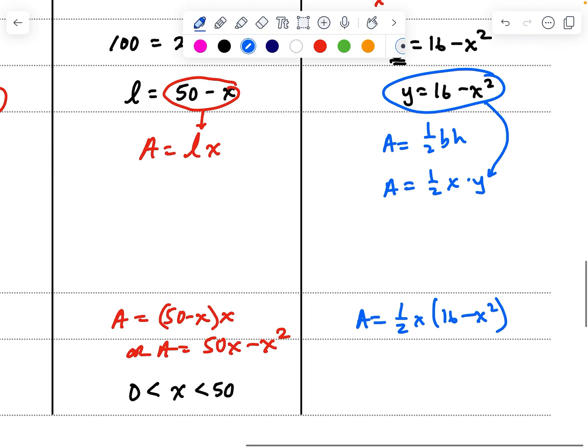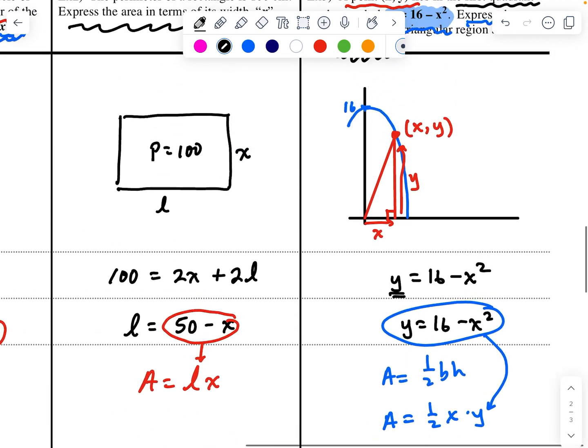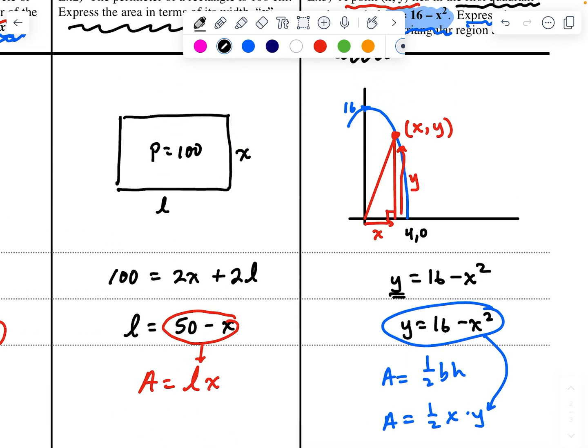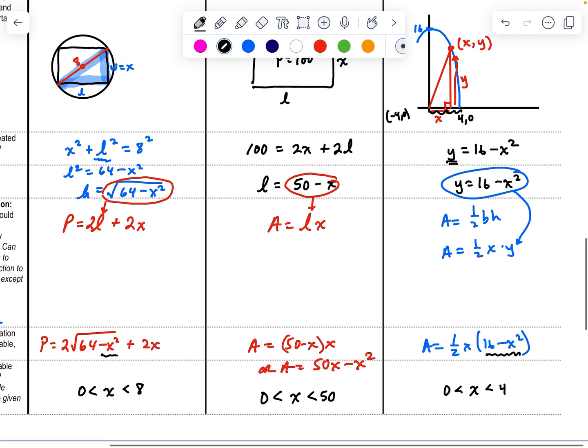All right, and then in terms of your domain, again, x has to be greater than 0 because you can't have a negative side length. Okay, and then from here, we would say that it has to be less than 4. Okay, just think about it in terms of your x-intercepts. Okay, your x-intercepts, when you go to graph this, they're going to go to 4, 0, and they're going to go to negative 4, 0. So x has to be between 0 and 4. Okay, so keep that in mind.